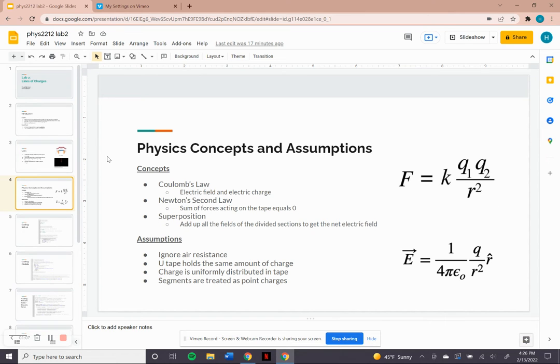So some physics concepts that we have to consider, again, are Coulomb's law and Newton's law, just as in the first lab, but now we are considering superposition, which is adding up all the fields of the divided sections to get the net electric field. Some assumptions that we have to make: we have to ignore air resistance, the U-tape holds the same amount of charge, the charge is uniformly distributed in the tape, and the segments are treated as point charges, so using the point charge formula.